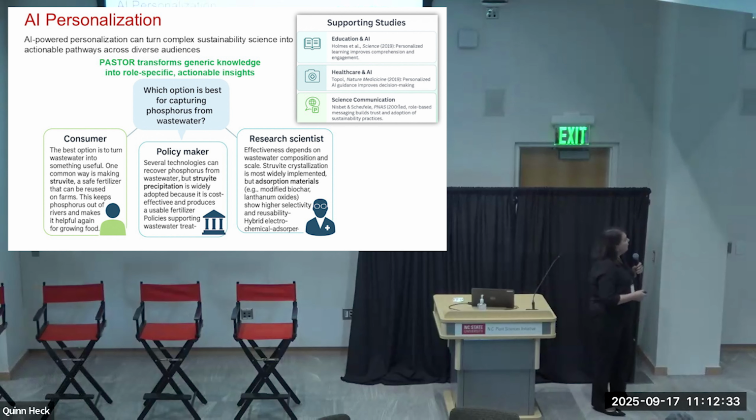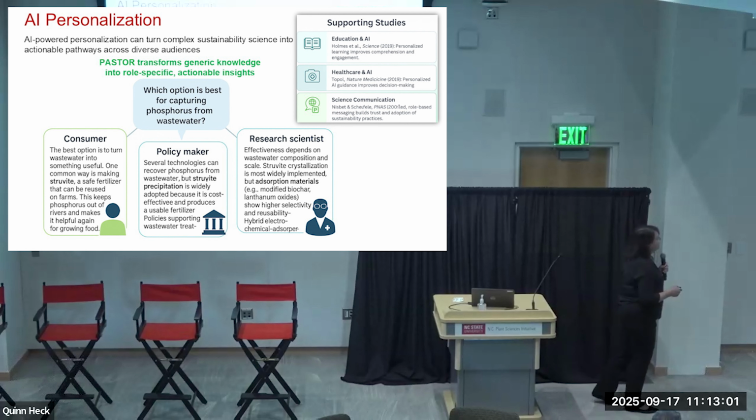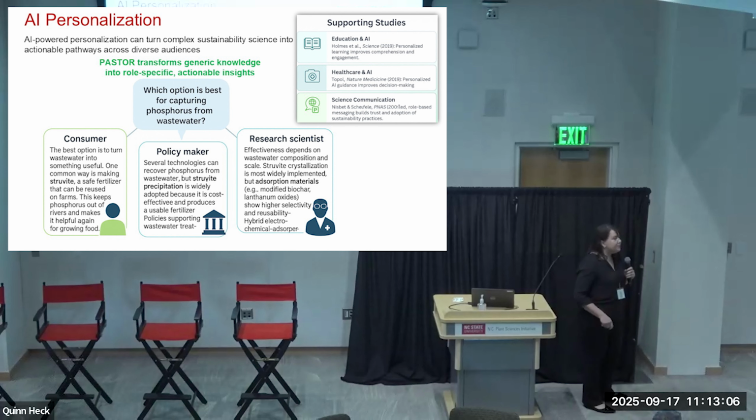AI personalization, why is it important? Many different types of studies already show that personalization improves learning, understanding of data, and all kinds of other important things. Why did we do that? Because it seems to be easy to do. If I ask the same question, which option is best for capturing phosphorus from wastewater, it's going to give me 3 different answers based on your profile, how you registered. For example, if you're just a consumer, it's going to give you a pretty simple answer: the best options to turn wastewater into something useful, and a few little things after that.